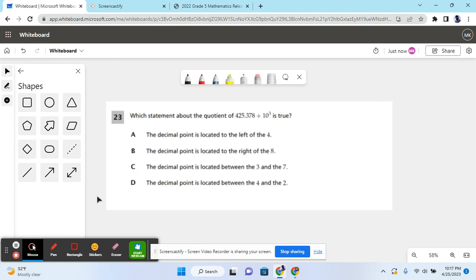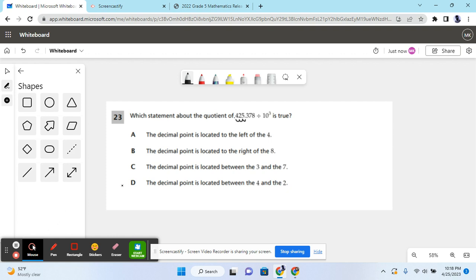For question 23, it says, which statement about the quotient of 425.378 divided by 10 to the power of 3 is true? So when dividing by a power of 10, bring the decimal point back the same number of places as the power. The power of 10 in this problem is 3, so you bring the decimal point 3 spaces to the left. So you would bring it 1, 2, 3, and it would be right here.